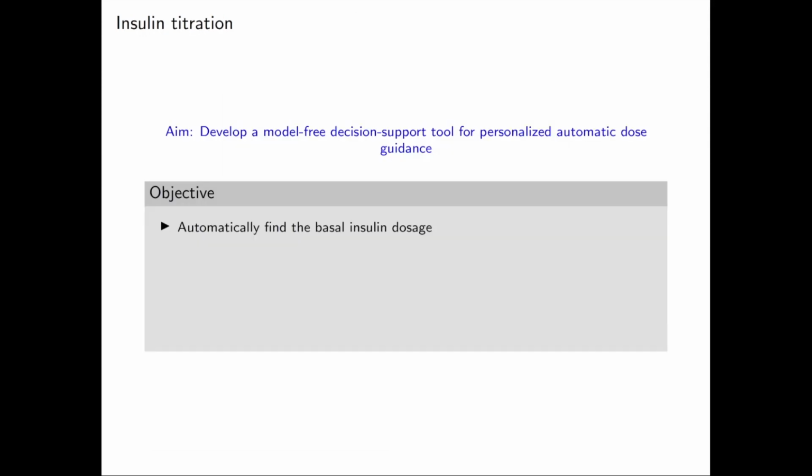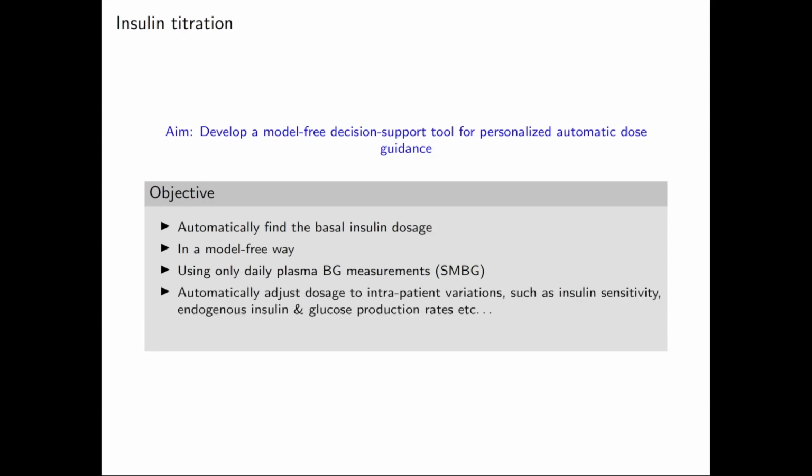Therefore, the main aim of this work is to develop a model-free decision support tool for personalized automatic dose guidance. That is, we want to automatically find the basal insulin dosage in a model-free way using only the daily fasting blood glucose measurements. And we also want to automatically adjust the dosage to both inter-patient variations as well as intra-patient variations such that we can have a broad applicability to a wide population. The model-free insulin titration algorithm is especially advantageous given the heterogeneous nature of type 2 diabetes.